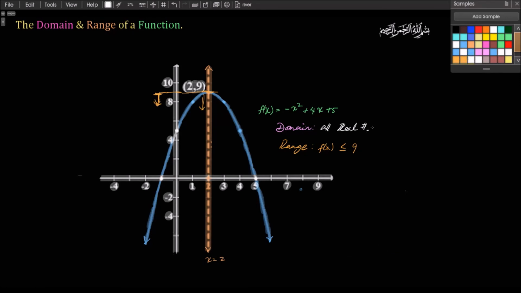So the domain will be all real numbers, and the range will be restricted to f of x less than or equal to 9.